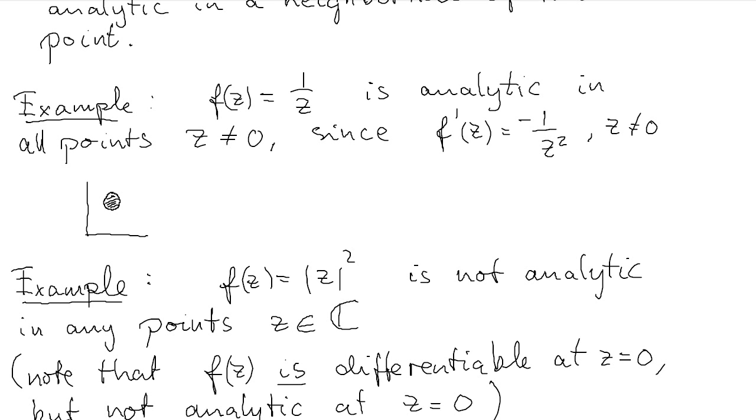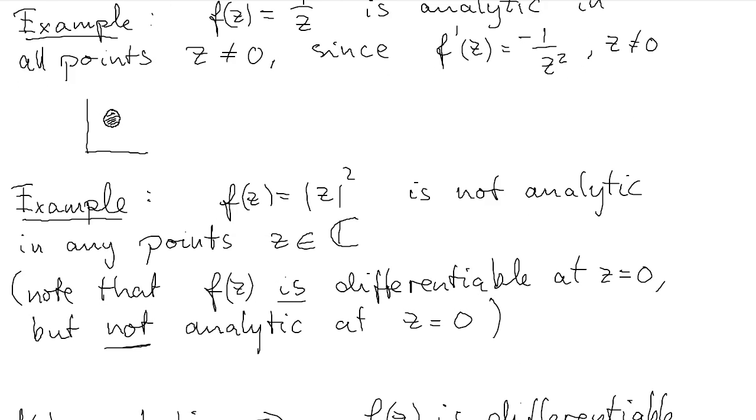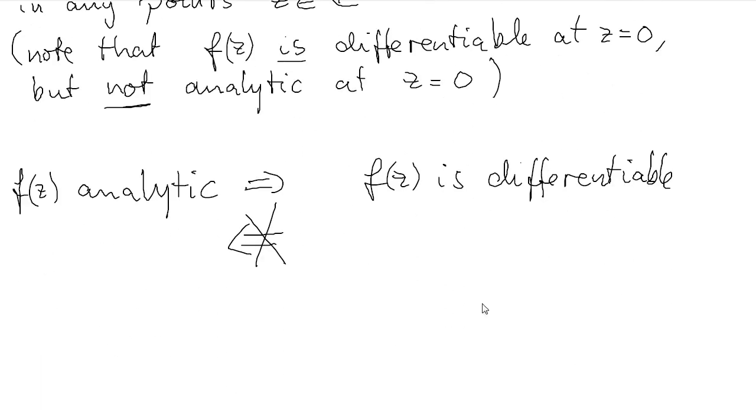And so this is an example where it is differentiable at z equal to 0, but not analytic in that point. So this gives us an example of this fact. And a function being analytic implies that it's differentiable, but not vice versa.